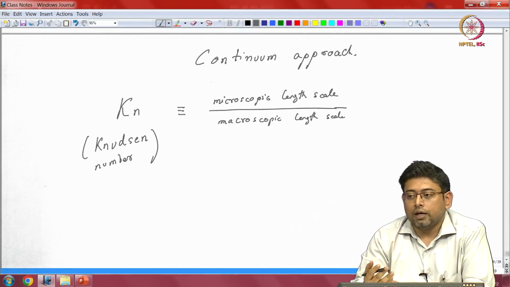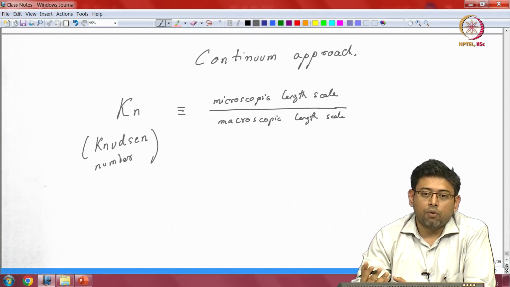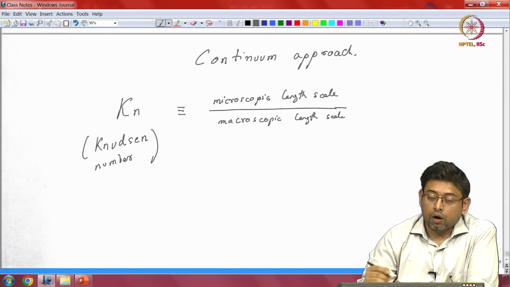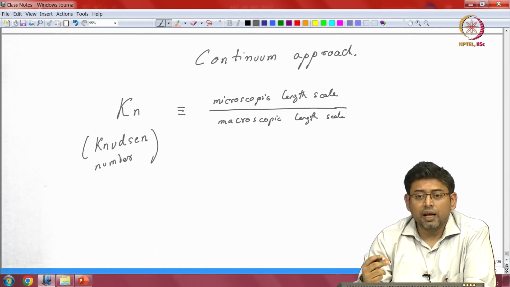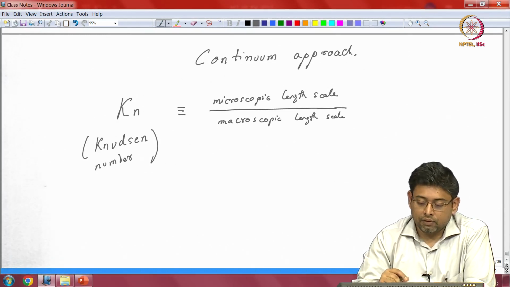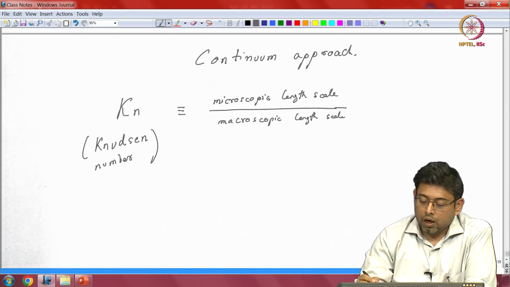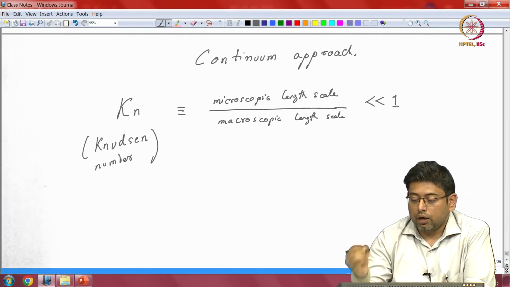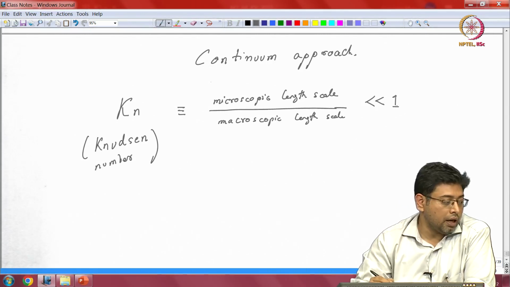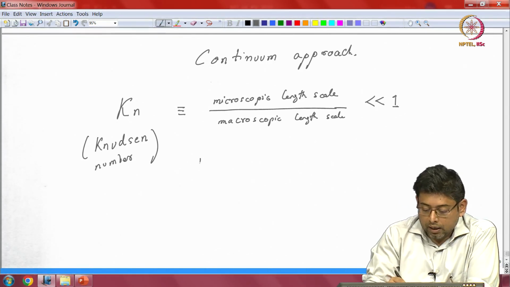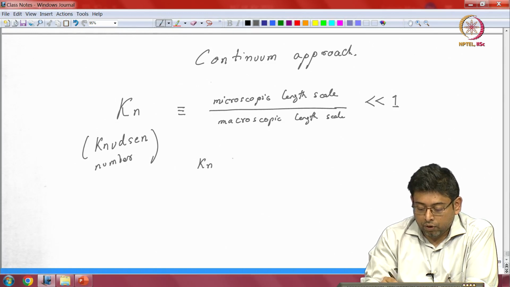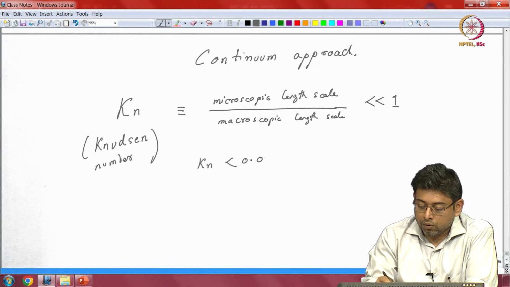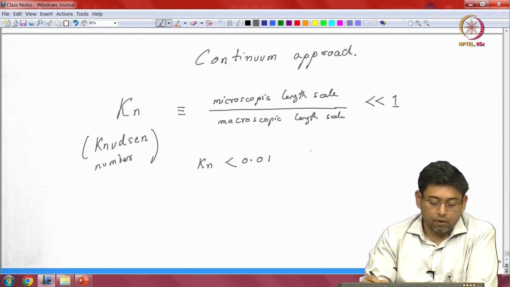So if you have flow over, let's say, a ball, the diameter of the ball is the macroscopic length scale. Or if you have a flow inside a channel, length of the channel wall can serve as a macroscopic length scale. So this number should be much less than 1 if my continuum approach has to be valid. In fact, we say that for continuum approach to be valid, our Knudsen number should be less than 0.01, okay, for continuum flow.